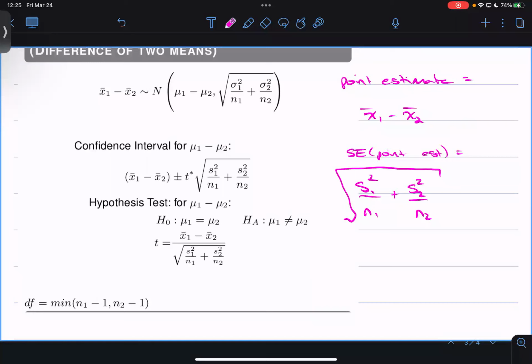Unlike proportions, notice that the confidence interval and the hypothesis test use the same standard error. So you don't have to switch back and forth, and that's nice. What was the problem when we had a proportion question? For a two sample proportion question, we had to use the pooled proportion and it had some added work.